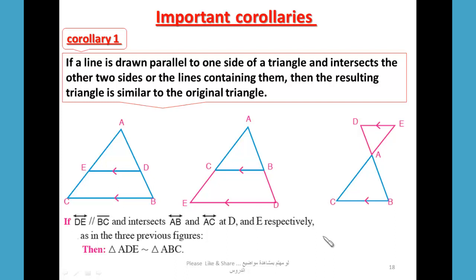So next time when you want to prove that the two triangles are similar, you don't have to prove that these two angles are equal. You don't have to mention that measure of angle D equals B and E equals C. No. You can say since DE is parallel to BC, then triangle ADE is similar to triangle ABC directly.